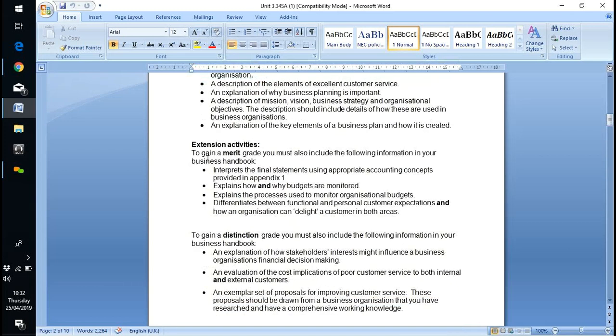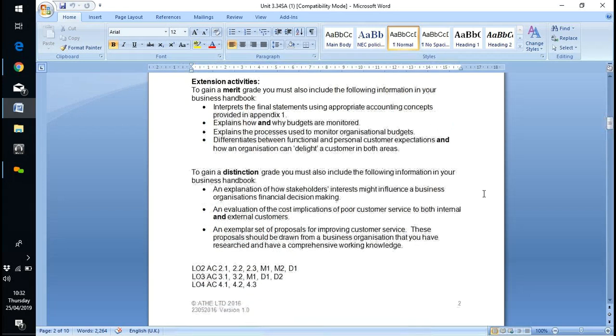To gain a merit, you must also include information in your handbook that interprets the financial statements using appropriate accounting concepts provided in Appendix 1. And to gain a distinction, you must include the following information in your business handbook: an explanation of how stakeholders' interests might influence a business. These could be shareholders or anybody who has an interest in the business, and may influence, for instance, how decisions are made with regard to finance, who provides the finance, what levels of interest would have to be paid, and that sort of thing.